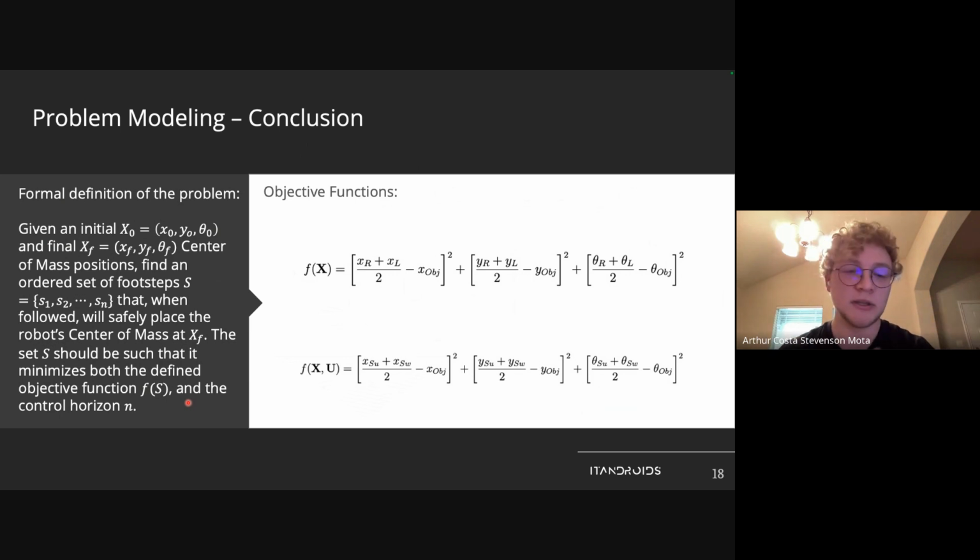Again, for the minimization to occur, there needs to be an objective function. The objective function that I have considered currently is just the quadratic distance from x, y, and theta of the center of mass to the objective position. This again can be changed to be just the foot positions, the quadratic difference from their objectives. But this is the objective function for the first model, and this is the objective function for the second model. So again, just the center of mass positions and the objective.